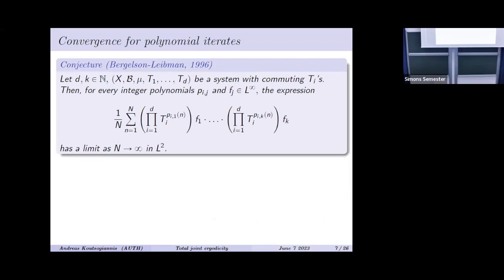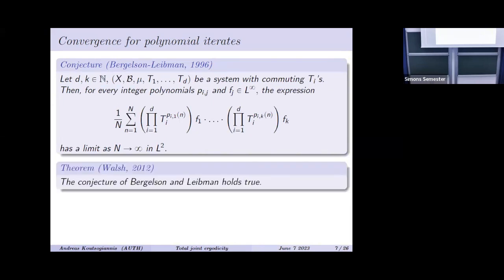A conjecture of Bergelson and Leibman. If now you have multiple T_i's, and this is the only place that I'm going to use multiple T_i's, and you assume commutativity, then for any integer polynomials and bounded functions, you have that these expressions, as Sebastian mentioned, this is a different problem because you are in the Z^d setting, always have limits in L2. And this was proved by Walsh.